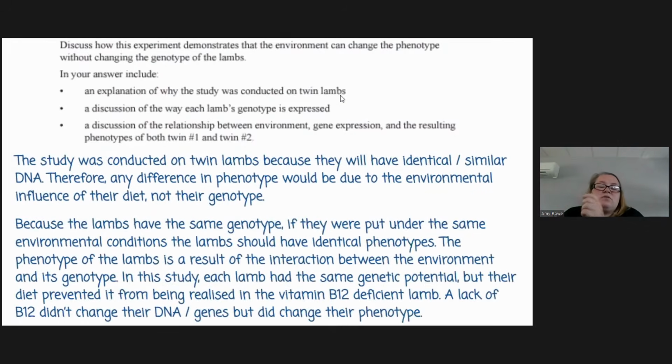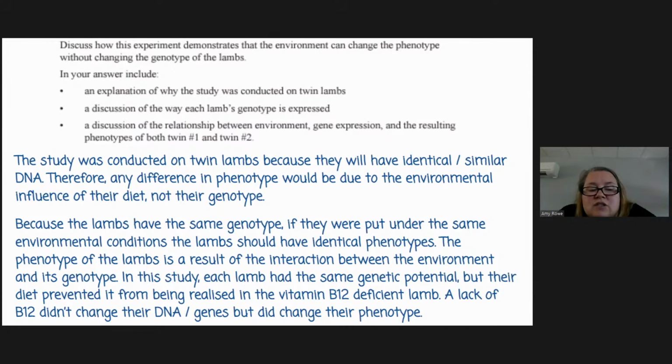The study used twin lambs because they will have identical or similar DNA, and therefore the same genotype. This means that any difference in phenotype will be due to environmental factors that are different between the lambs, and in this case, the environmental factor is their diet. Because the lambs have the same genotype, if they were put under the same environmental conditions, then the lambs should have identical phenotypes too.